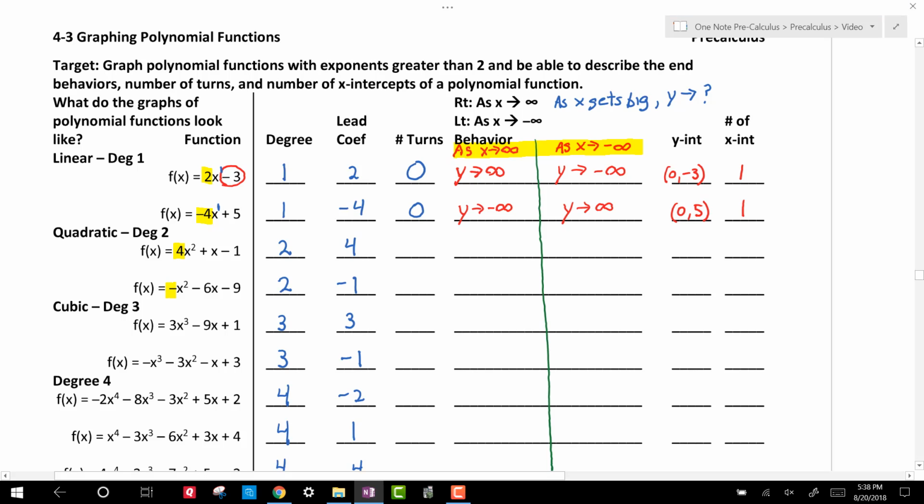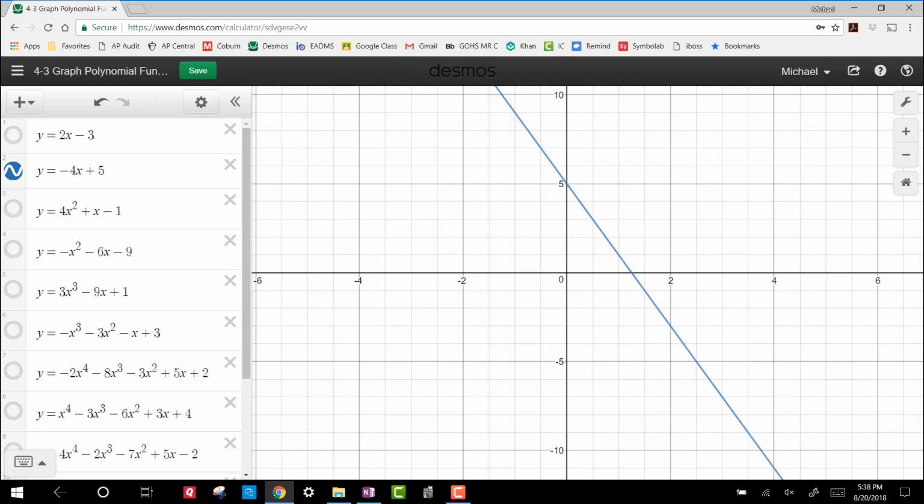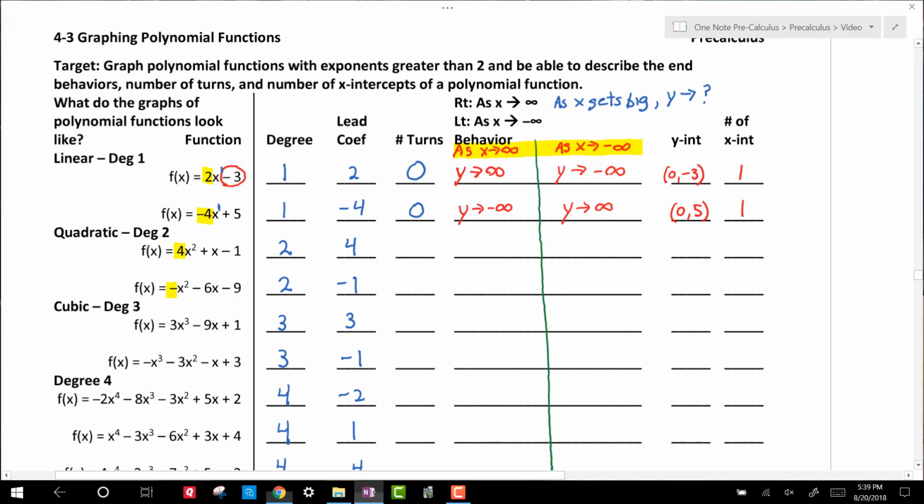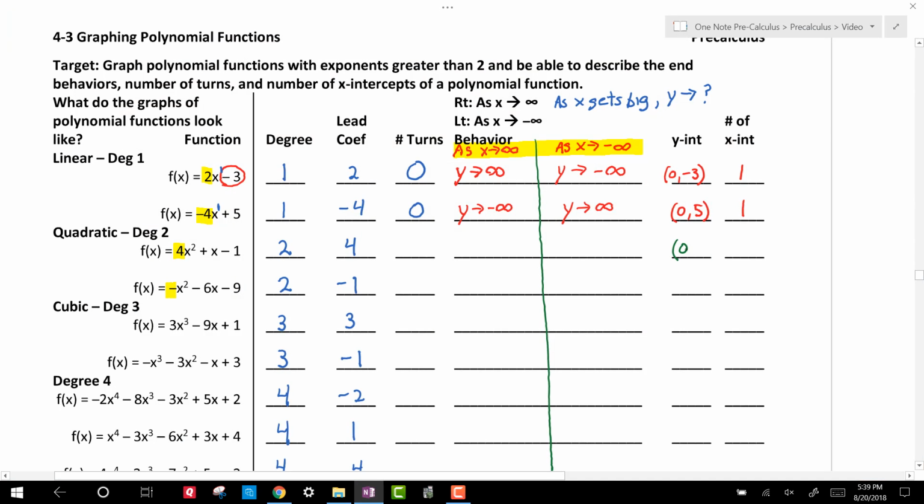The next one says how many terms? Again, what's the behavior as x goes to infinity and negative infinity, where's the y-intercept, and how many x-intercepts? So let's take a look at that next graph. Now, some of you may recognize this already, but I'm going to put it up here. This graph has 2 x-intercepts. I can see those. It has a y-intercept right here, and Desmos will actually give me the coordinate 0, -1. So 2 x-intercepts and a y-intercept at 0, -1.